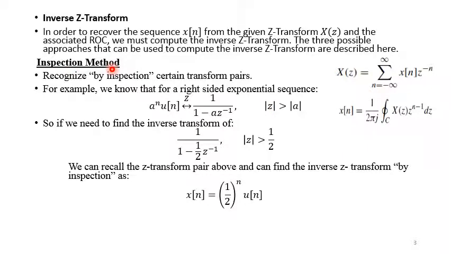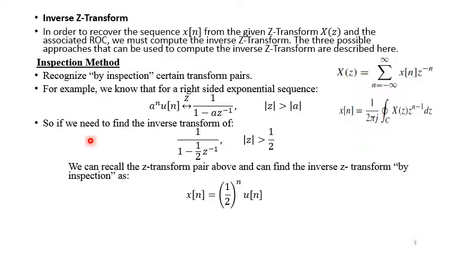I hope you can recall that while we were doing the Fourier transform, we also used a method called the inspection method. In this method we know that a right-sided exponential sequence a power n u of n has a Z transform of 1 over 1 minus a Z inverse, and it has a region of convergence where the absolute of Z should be greater than the absolute of a.